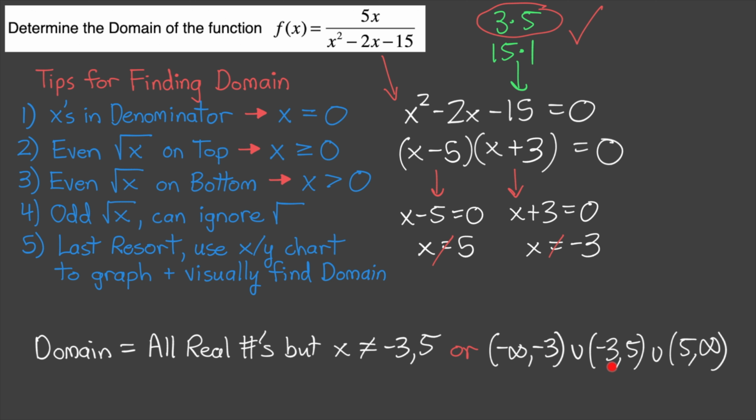And then all the numbers between negative 3 and 5 work, but we have to skip past 5, so that's why you have parentheses, because it does not include 5. And then everything works from 5 to infinity. So these are our two answers. This one's in interval notation, and this one's more just stating the domain. So we'll box our answer here.